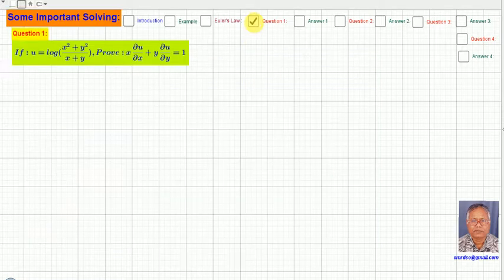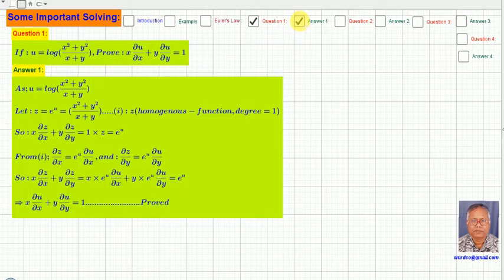So let us discuss question number 1. Suppose u is equal to log of (x square plus y square) upon (x plus y). Prove that x into del u del x plus y into del u del y is equal to 1. कैसे करेंगे इसको? थोड़ा मॉडिफिकेशन देखिए इसका.